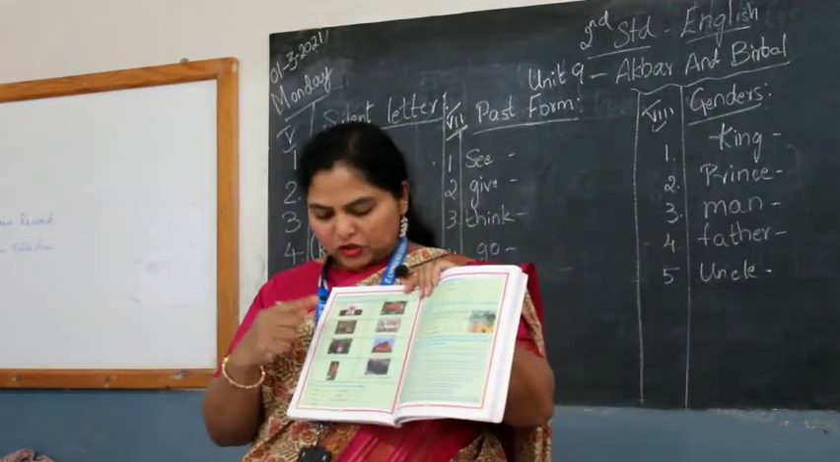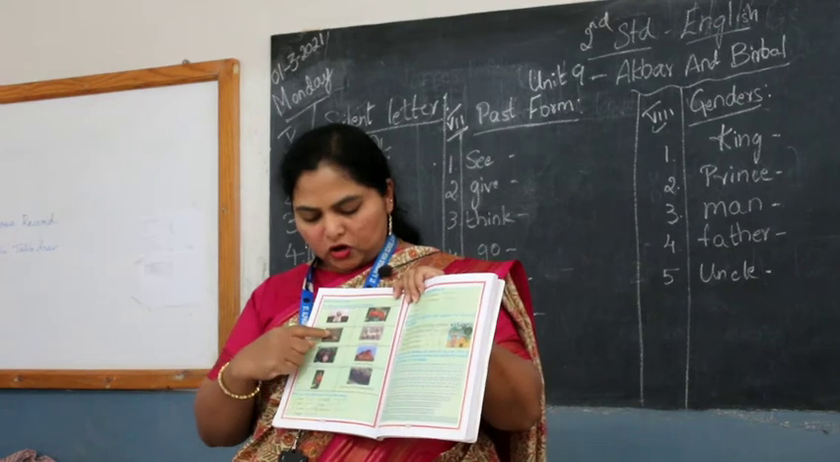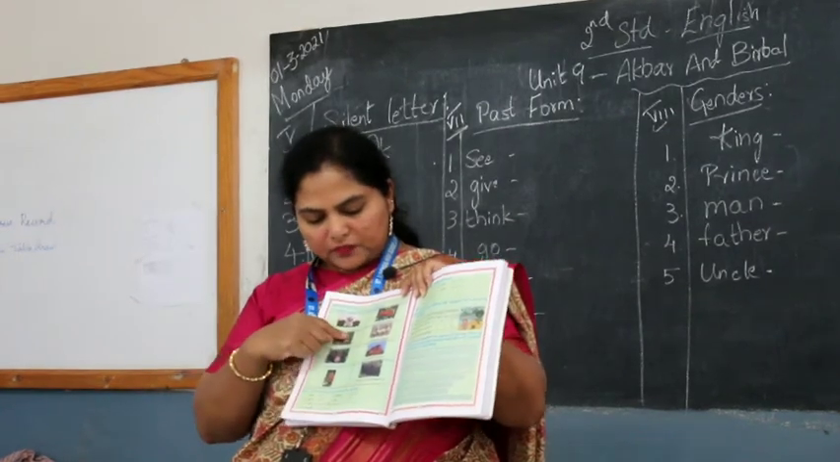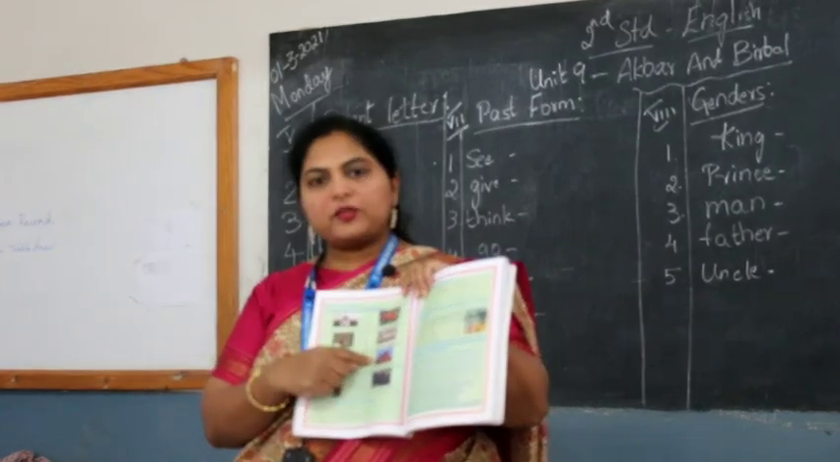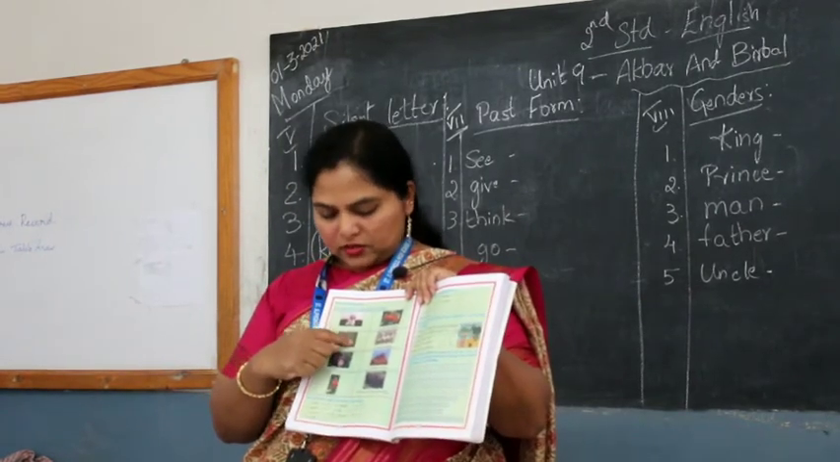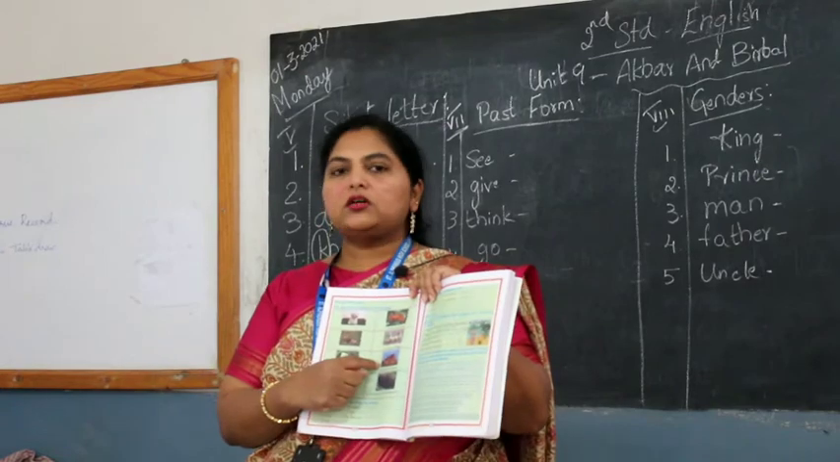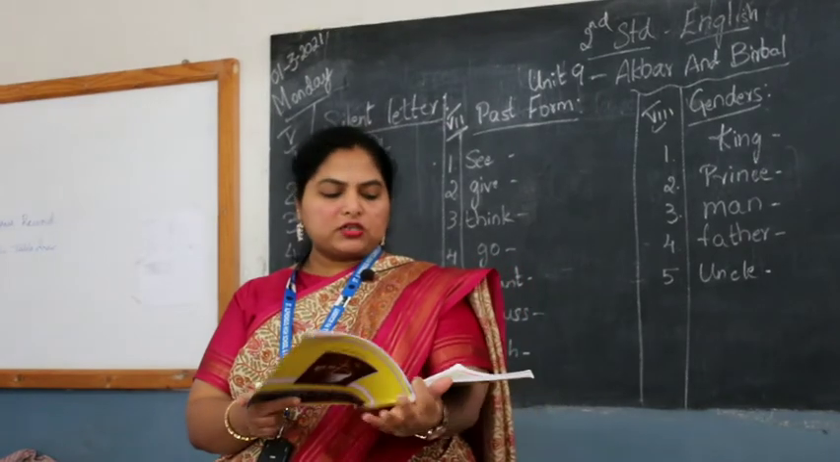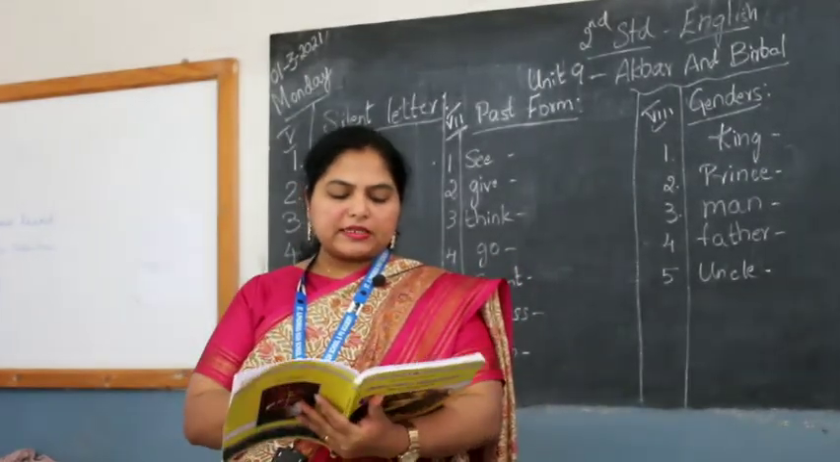So this is a picture of a lion. You draw a line to match the pride of lions. There are many lions in the picture. So draw a line from the lion to the pride of lions. Match it. That's the collective noun for lion.